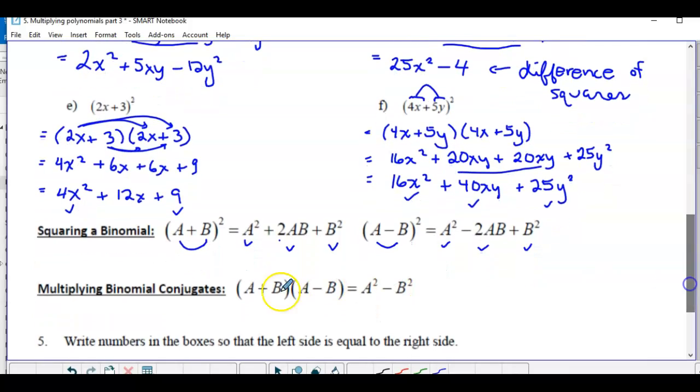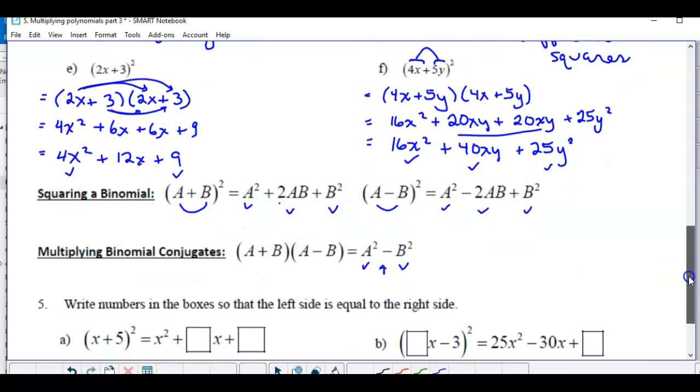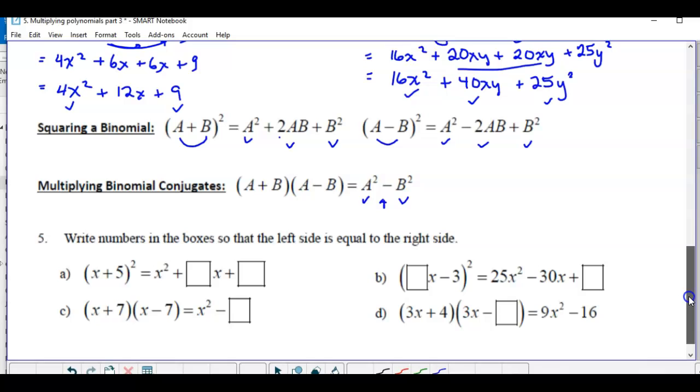And then back to multiplying conjugates. Remember, when you multiply the outside and the inside, they add to 0, so it's really the first term squared, the last term squared with a subtraction in between. Okay, a difference of squares. Difference means subtract. Okay, so let's use that to help us in filling in some of the boxes here.